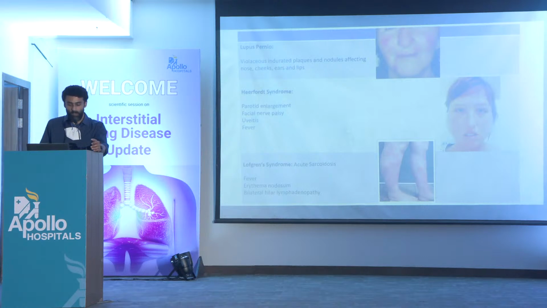Lupus pernio consists of violaceous indurated plaques and nodules affecting the nose, cheeks, and ears. Heerfordt syndrome is characterized by parotid enlargement, facial nerve palsy, uveitis, and fever. And Lofgren syndrome, the acute sarcoid, presents with fever, erythema nodosum, and bilateral hilar lymphadenopathy. So again, clinical features are dubious and can overlap. However, these clinical features point towards the possibility of sarcoidosis.